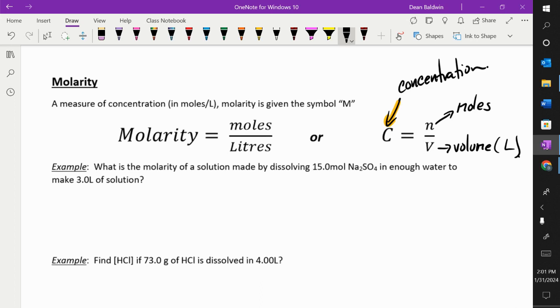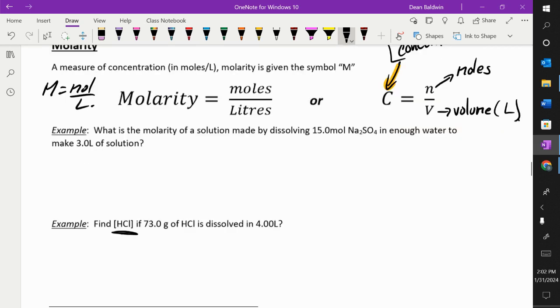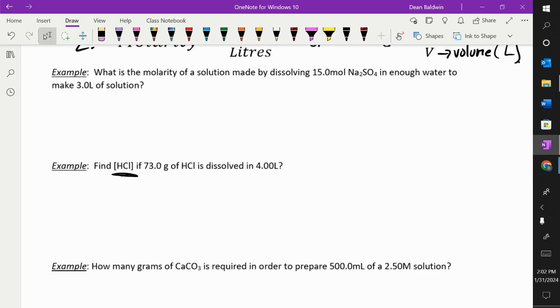I use this one. You're probably used to seeing it as capital M is equal to moles per liter. That's the one I'm going to write all the time. Capital M is molarity, mol is moles, and it's always in liters. Concentration is always in liters, and concentration is represented by square brackets. So if I wanted the concentration of NaCl or HCl, you just say find [HCl] in square brackets, which means find the concentration of HCl. Okay?